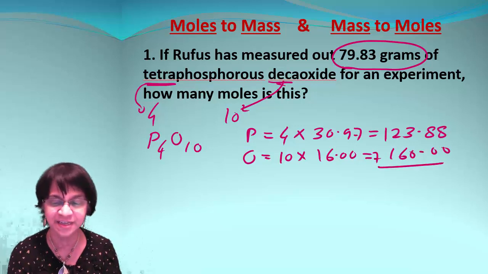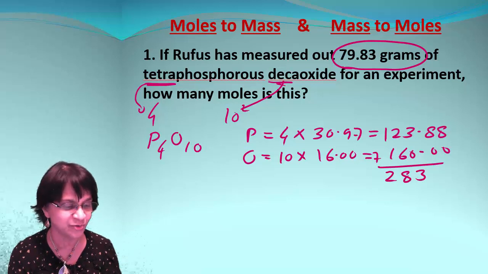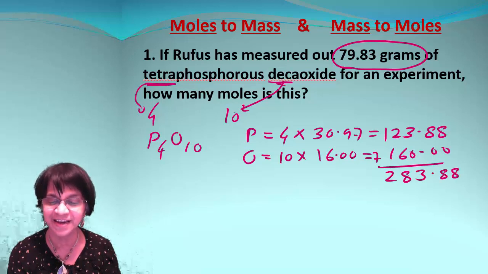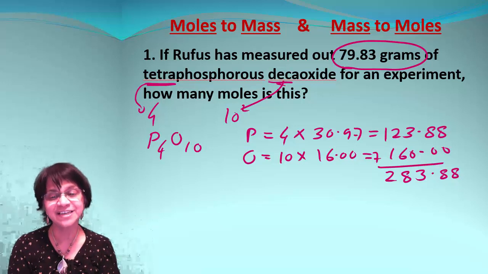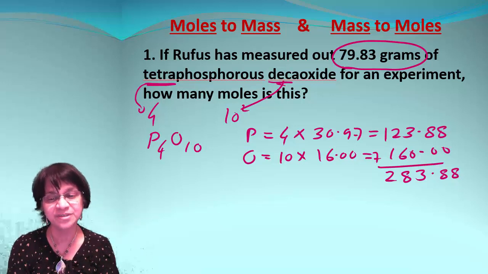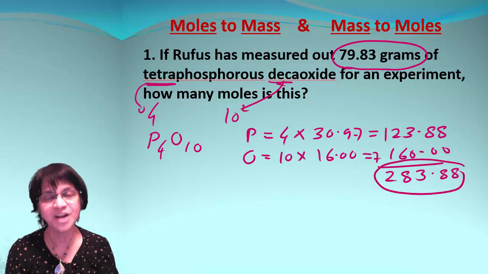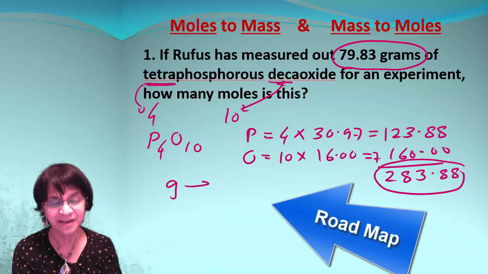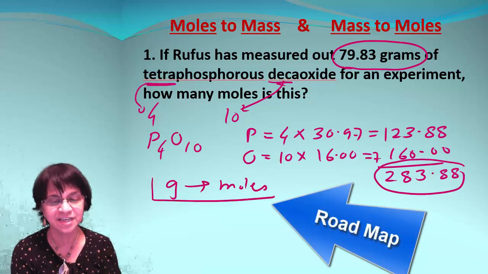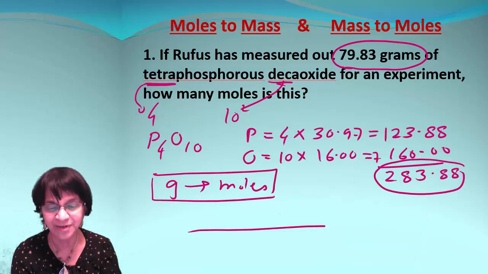There we go. We add both those things and we end up getting 283.88 as the molar mass. Our next step is going to be converting the given mass into moles using molar mass, which we just calculated. So what's our roadmap going to be? It's going to be grams to moles. Just a one step roadmap.